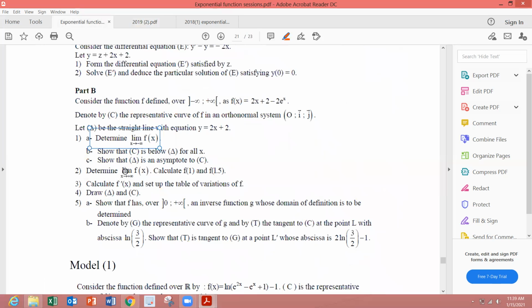Calculate the limit of f(x) as x tends to plus infinity, and calculate f of 1 and f of 1.5. Why are you asked to calculate f of 1 and f of 1.5? To draw the curve. Yes, it will help us with the position of the curve at infinity. These are two particular points that help in drawing the curve later.